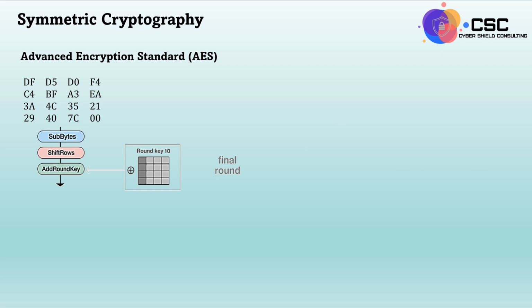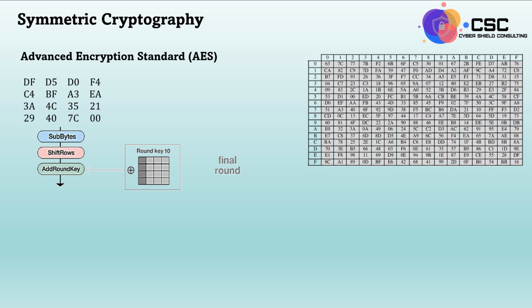First, we apply the sub bytes transformation. Each byte in the state matrix is substituted using the S-box, replacing it with the corresponding value from the table. This introduces nonlinearity, making it difficult for attackers to reverse engineer the encryption.